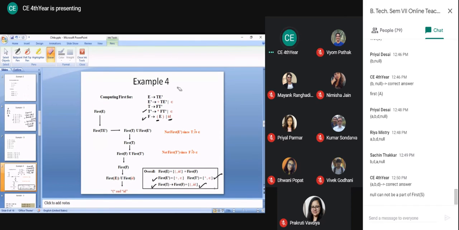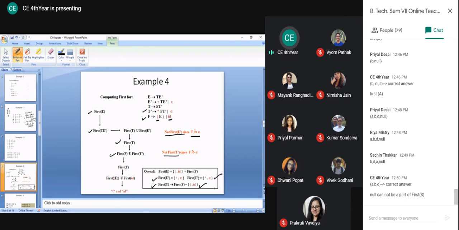For first of E we are writing first of T E dash. Now for first of T dash, it is first of T union first of E dash. But we don't have to consider first of E dash because T does not produce null. So we'll only consider first of T. Now for first of T, we are getting first of F union first of T dash.